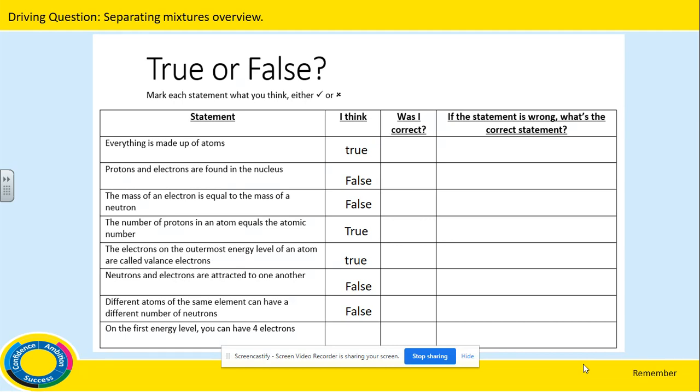And the last one, on the first energy level, you can only have 4 electrons. True or false? The answer is false. The first electron shell can only hold a maximum of 2 electrons. Again, the first energy level can hold a maximum of 2 electrons. So were you correct? Yes? No? If you weren't correct, please write the correct answer.